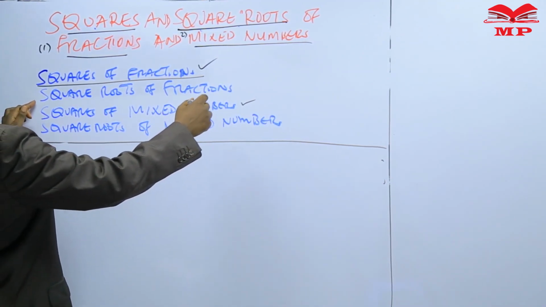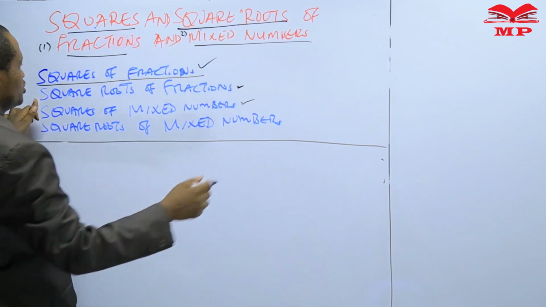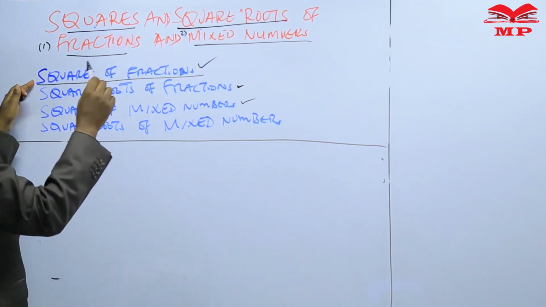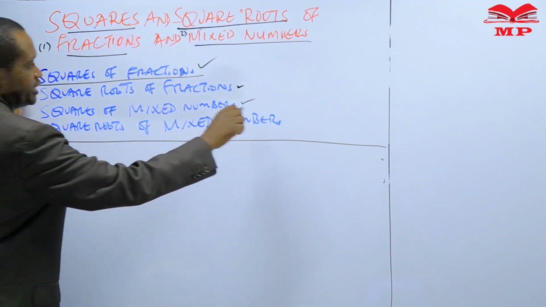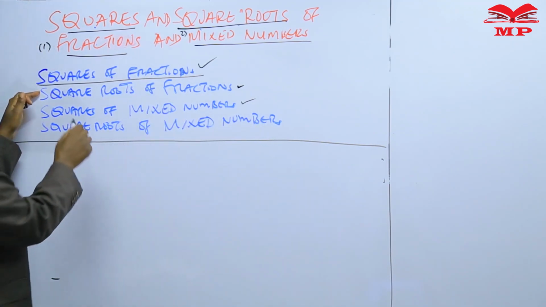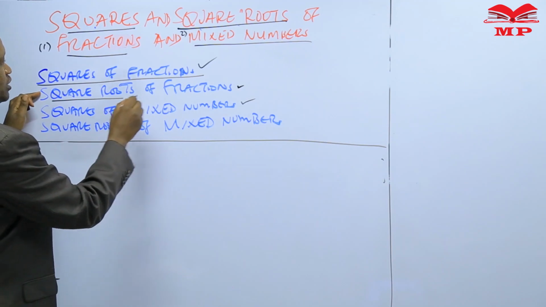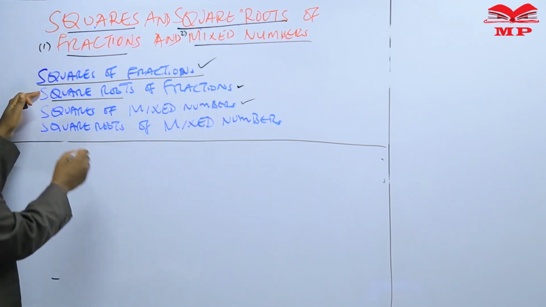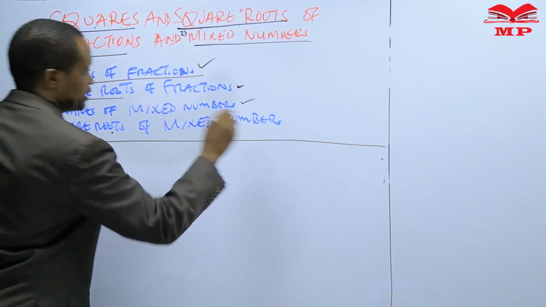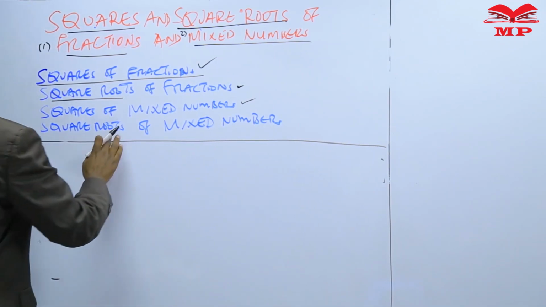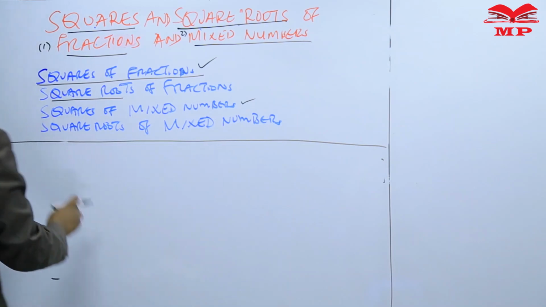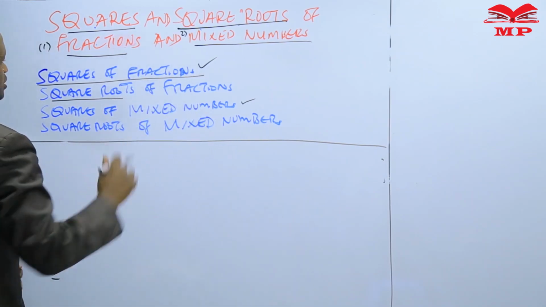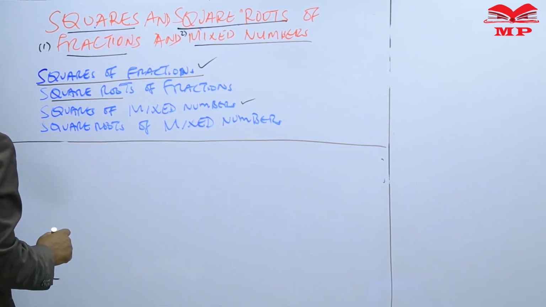Let us now answer this question. Square root. We are through with squares: square of fractions and square of mixed numbers. We now want to look at the square roots of fractions, then we will look at the square roots of mixed numbers. So, square roots.